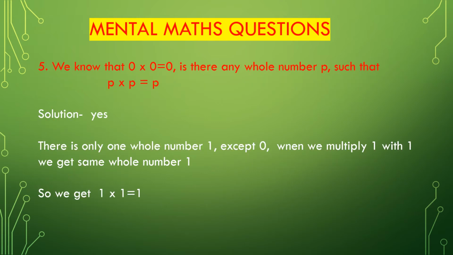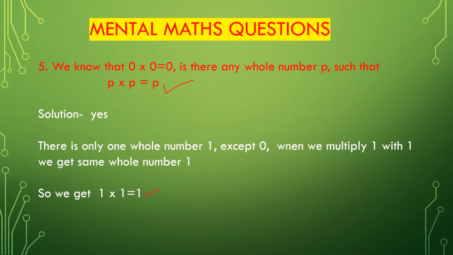Now we will solve question number 5. Question number 5 is, we know that 0 multiplied with 0 equal to 0. Is there any whole number p such that p multiplied with p equal to p? Yes, we know 1 multiplied with 1 is 1. So 1 is the whole number. When we multiply the whole number 1 with 1, we get the number 1 only.